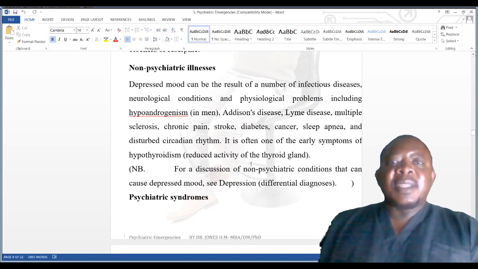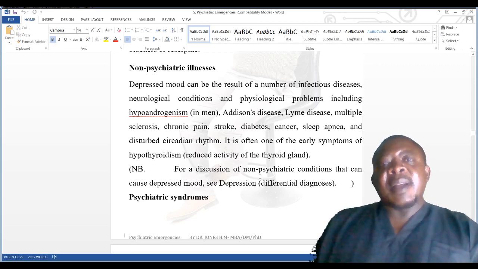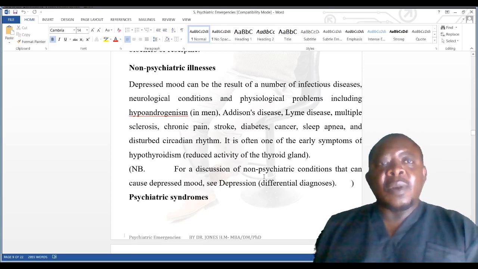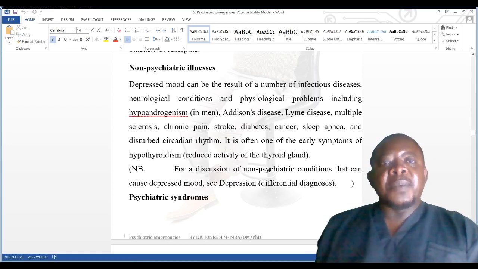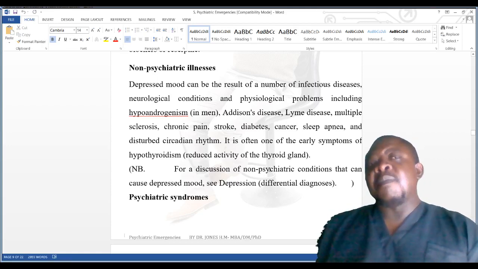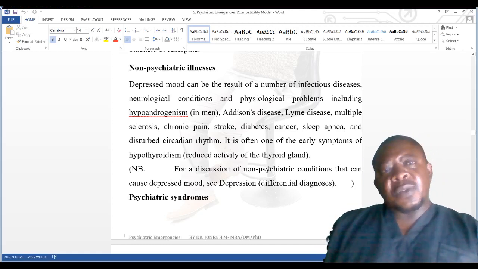But you also need to know that there are also non-psychiatric conditions that can cause depressive mood, that we can still talk about. But here we have just talked about hypoandrogenism, and we can talk about hypothyroidism, Lyme disease, Addison disease, multiple sclerosis, as diseases that may predispose to depression.